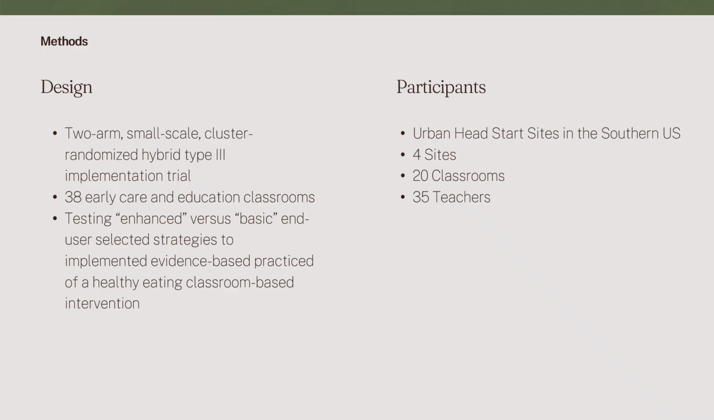This study is a two-arm, small-scale, cluster randomized hybrid type 3 implementation trial. It uses ECE centers in southern states over 4 sites with 20 classrooms and 35 teachers. It includes observations of teachers and then categorizing them into categories based on fidelity, attitude, adaptations, and influence. It then turns to interview the teachers with the lowest fidelity to discover where improvements need to be made.